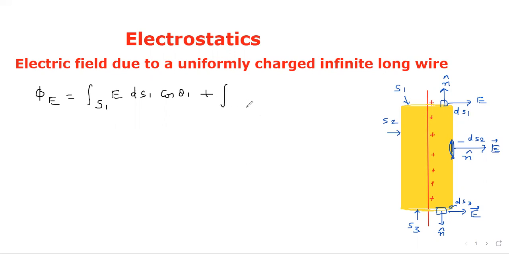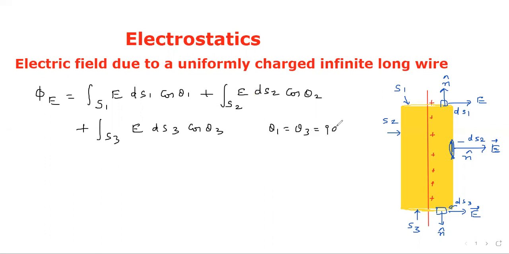Then for the second surface S2, E times the area ds2 times cos theta 2, plus the third surface S3, E ds3 cos theta 3. Here theta 1 equals theta 3 equals 90 degrees, and theta 2 is 0. So the first and third terms will vanish and we will be left with the integration over S2 of E times ds2.